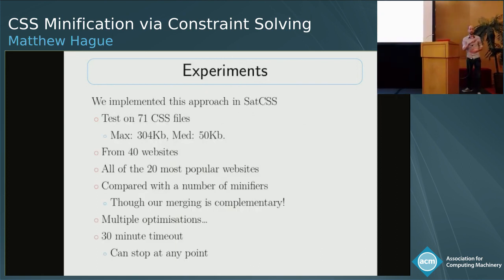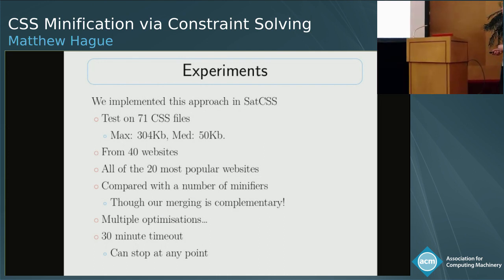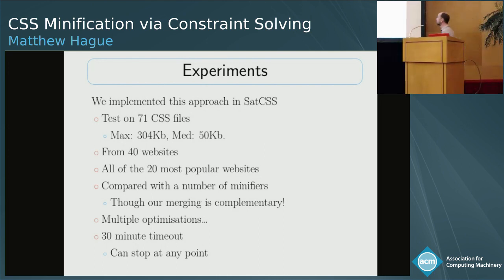Okay, so what about the experiments? So we implemented this and we tested it out to see if it works. We tested this on 71 CSS files in total. And these range up to 300 kilobytes, on average about 50. This is kind of average for the web, and we sort of know this because we took 40 websites that include all of the 20 most popular websites. So anything you could think of, like Amazon, Google, Facebook and things like that. All of those are in there, and we've used the CSS that they're delivering.